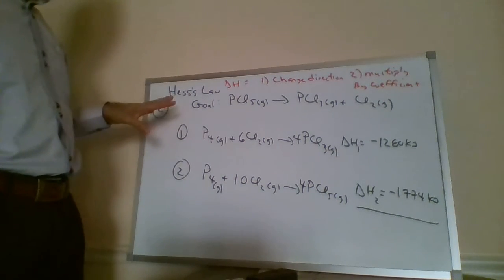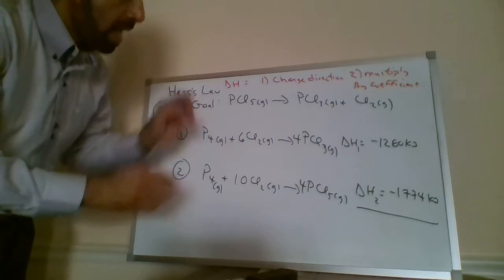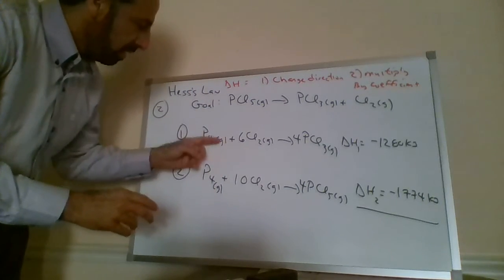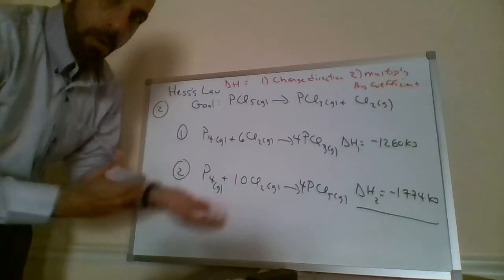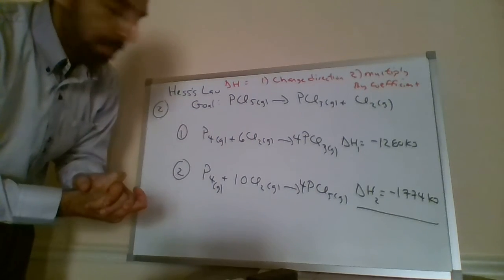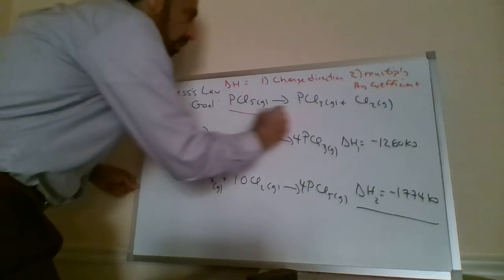So let's do another Hess's law. And again, with Hess's law, we want to figure out delta H of the reaction. The way we're going to do it, we're going to manipulate these two equations. Either we're going to reverse them, or we're going to multiply by a coefficient, or do both, etc. So for this case right here, our goal is to have this reaction right here.